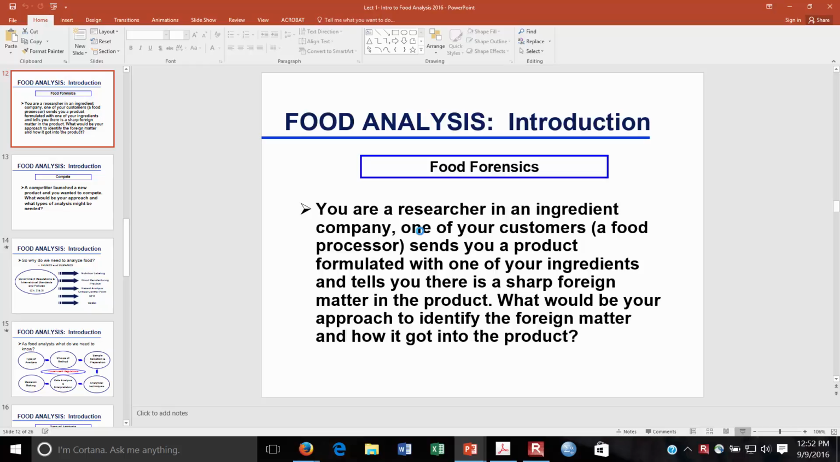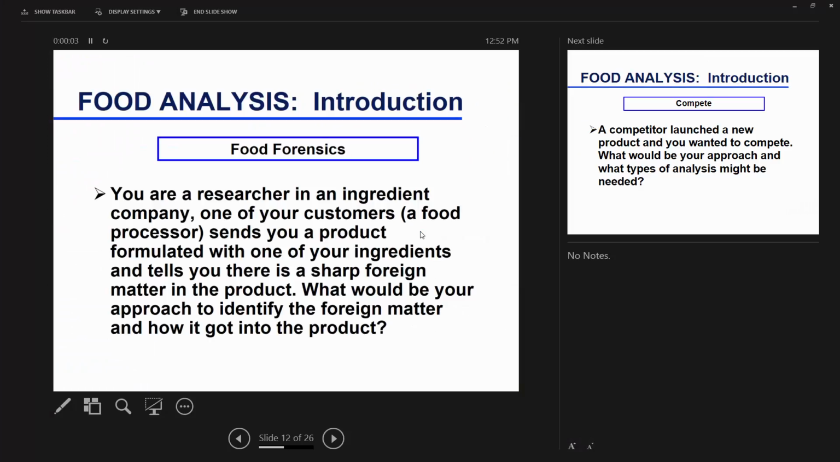Last time we stopped here. I gave this example about food forensics, how we would use it to analyze.